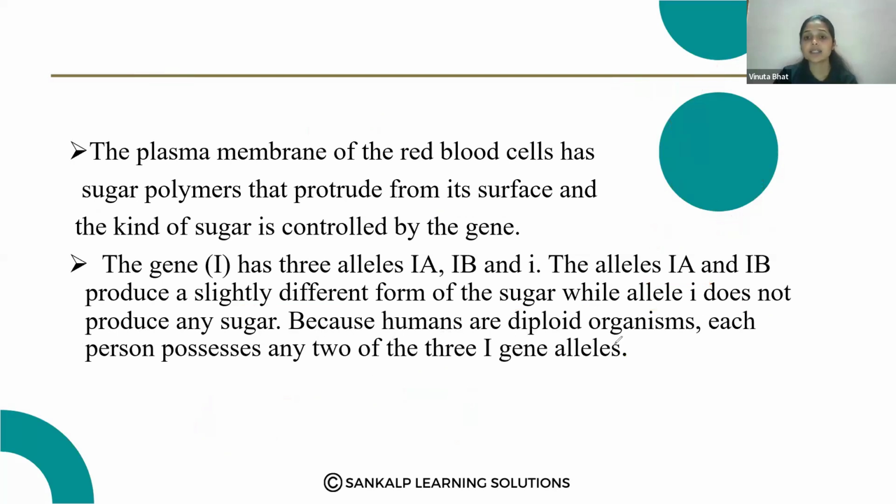Because humans are diploid organisms, each person possesses any two of the three I alleles. You know that human beings are diploid. So there are three types of alleles, IA, IB and small i. So the human beings, being diploid, possess any two of these three alleles.